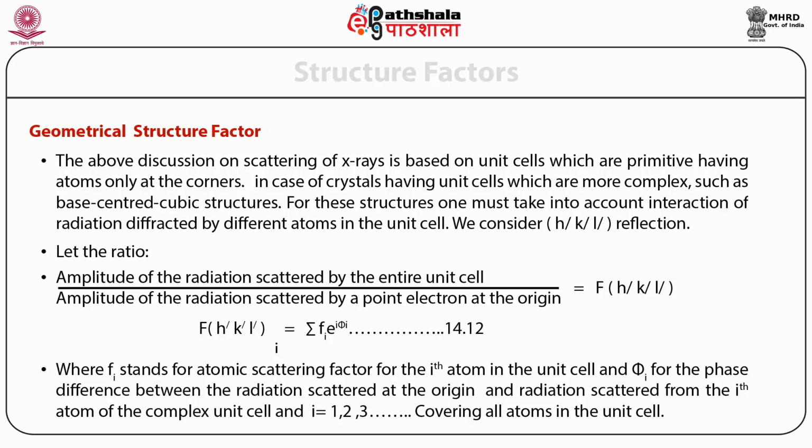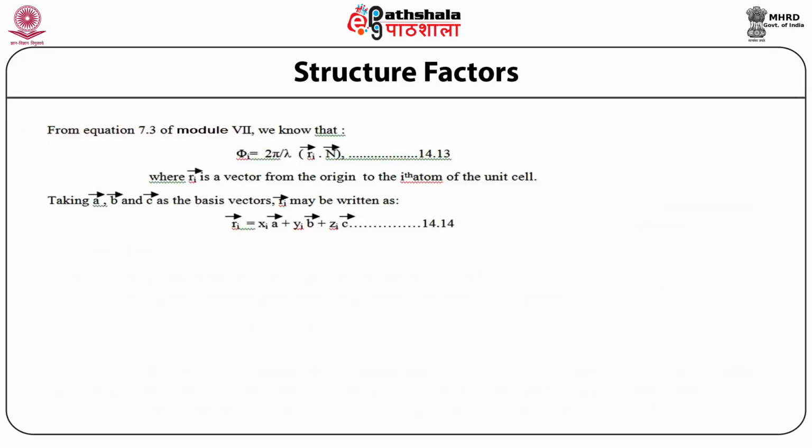From equation 7.3 of module 7, we know that phi i is equal to 2 pi by lambda times the dot product of r i vector and n vector, which is given as equation 14.13, where r i vector is a vector from the origin to the ith atom of the unit cell.